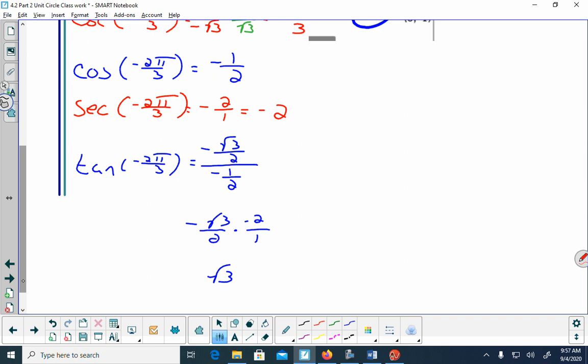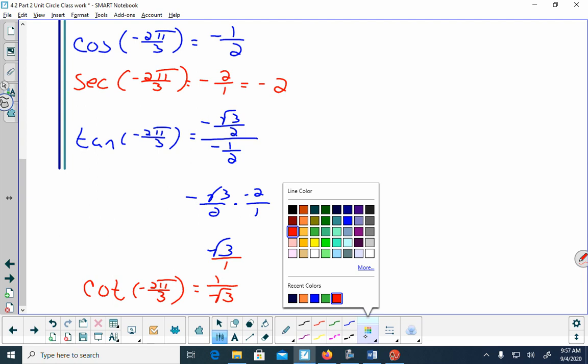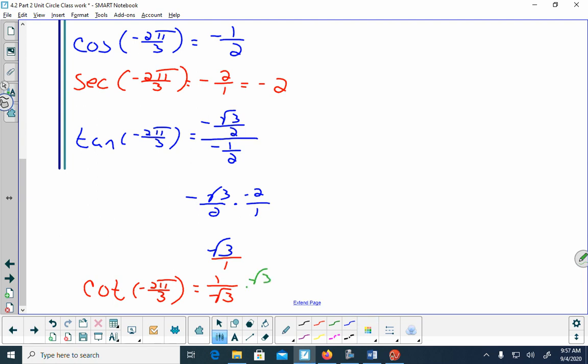And finally, the reciprocal of tangent will be for the cotangent. This is understood to be over 1, so the reciprocal will be 1 over the square root of 3. I need to rationalize that, so I'm going to multiply by the square root of 3 over the square root of 3. And when I do that, I end up with the square root of 3 over just the number 3.